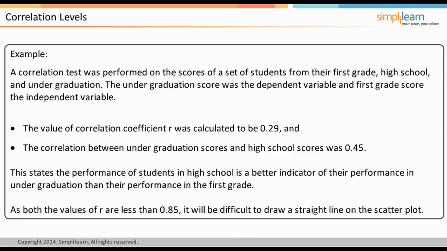To understand how correlation helps, let us consider an example. A correlation test was performed on the scores of a set of students from their first grade, high school, and undergraduation. The undergraduation score was the dependent variable and first grade score the independent variable. The value of correlation coefficient r was calculated to be 0.29, and the correlation between undergraduation scores and high school scores was 0.45. This means the high school scores have higher correlation compared to the first grade scores. This states the performance of students in high school is a better indicator of their performance in undergraduation than their performance in the first grade. Although the correlation exists, as both the values of r are less than 0.85, it will be difficult to draw a straight line on the scatter plot.